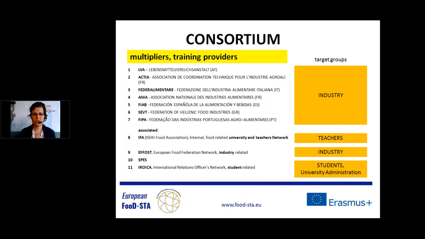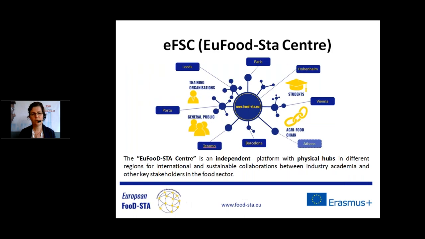The group of multipliers and training providers consists of 11 participants, 11 partners of the consortium. LVA is one of them, and the others are distributed all over Europe, as the map showed you before. We not only have a virtual network, but also entertain physical hubs. We want to be a visual representation and thus support the cooperation of academia and industry.